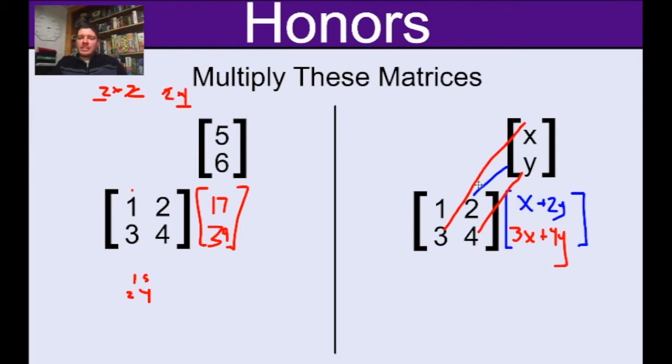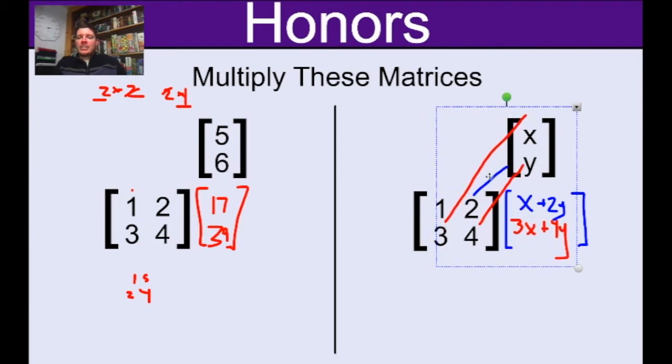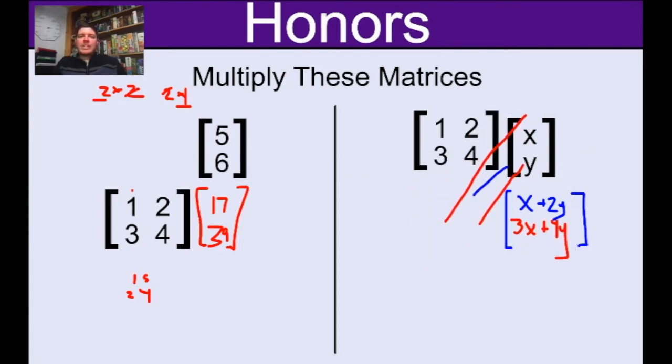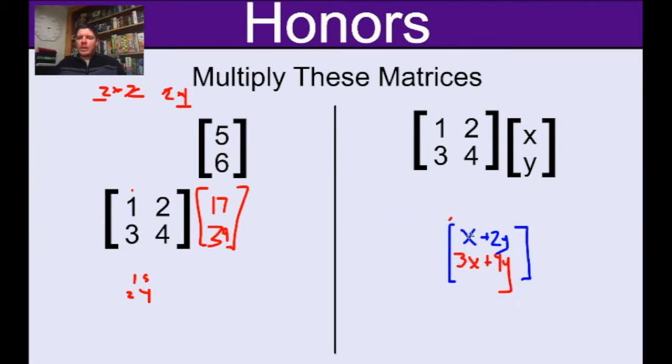So maybe I'll delete some of these lines, see if that'll help you see. Okay, so we started with 1, 2, 3, 4 as a matrix, and then a second matrix that's the xy matrix, and we ended up with two expressions. One of them was x plus 2y, and one of them was 3x plus 4y.